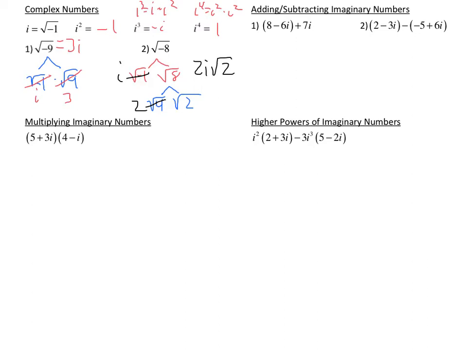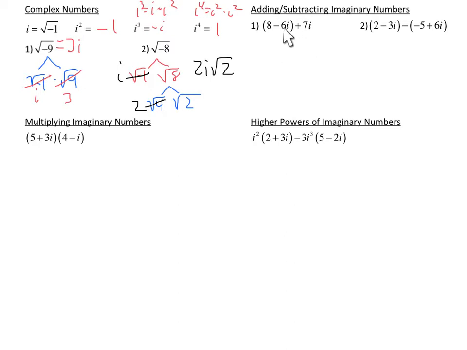Now, to add and subtract imaginary numbers, all you're doing is combining like terms. Think of the i's as x's and just combine them. Because watch, you'll say, oh, I remember that. If I have a plus, can you just drop the parentheses? Yeah.